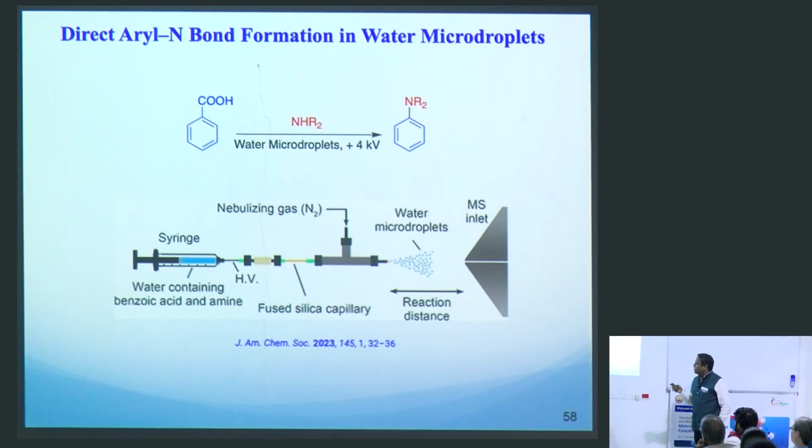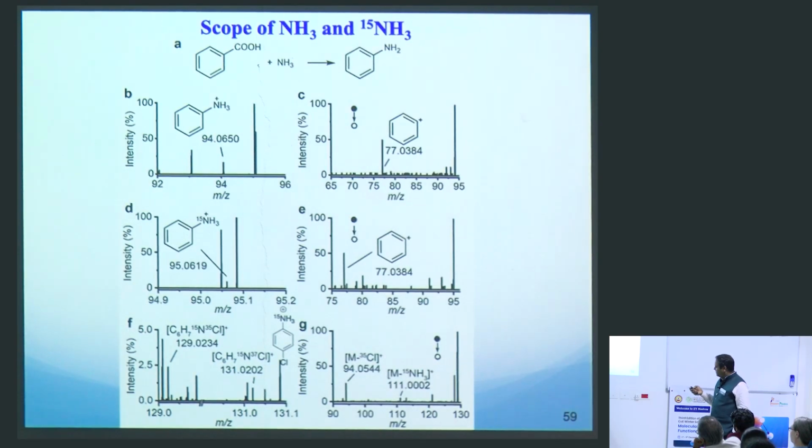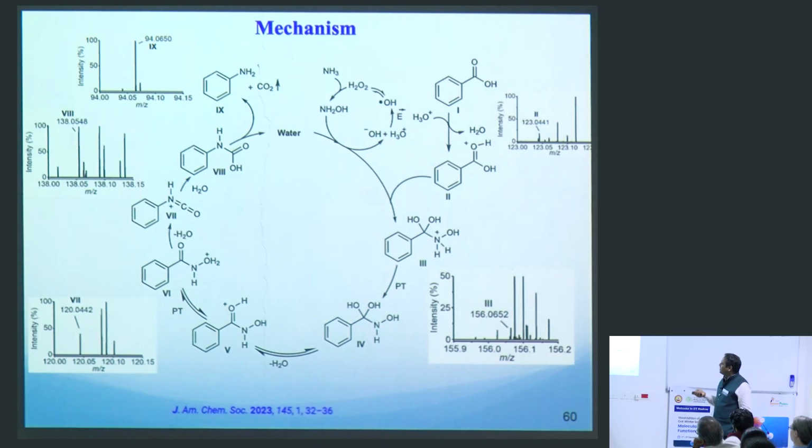Similarly, the aryl nitrogen bond we have also formed, where benzoic acid has been taken and mixed with amine. Benzoic acid, water, all are miscible in nature, no problem here. So we've taken it in the syringe, a simple setup, applied the voltage, sprayed into the instrument, and we are able to see the carbon nitrogen bond formation. We have obtained various types of carbon nitrogen bond formation products, aniline compounds, and then the mechanism was shown here by using the mass spec.